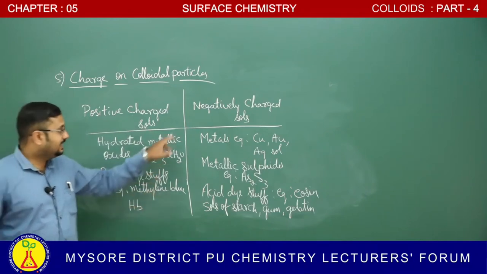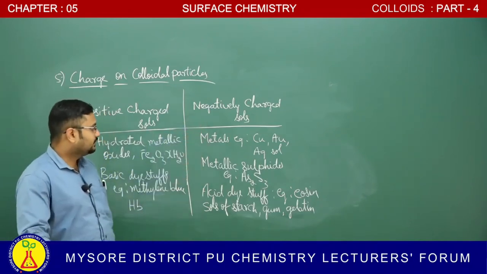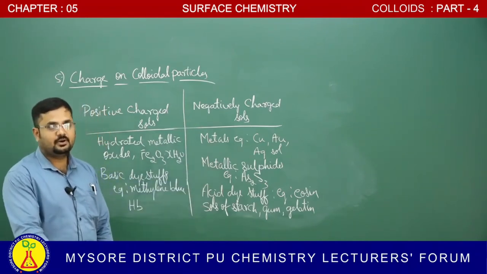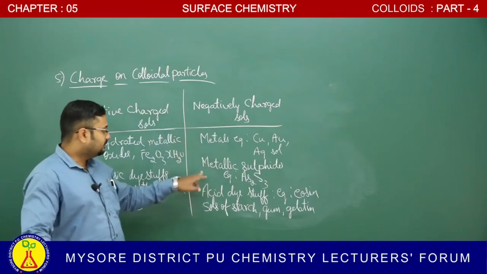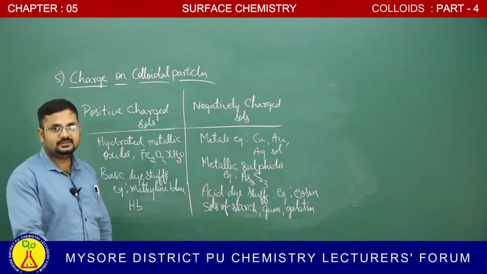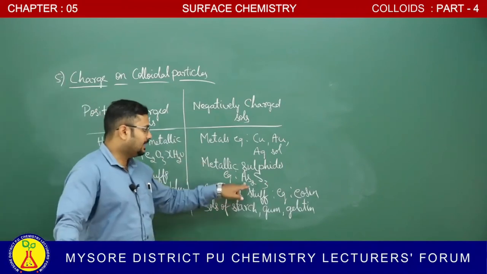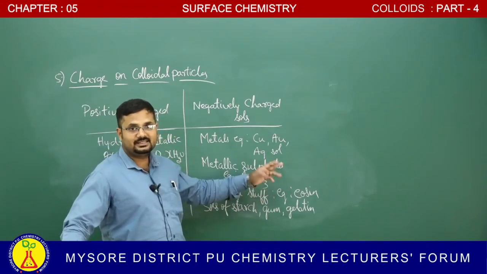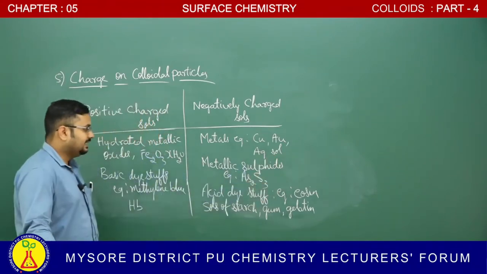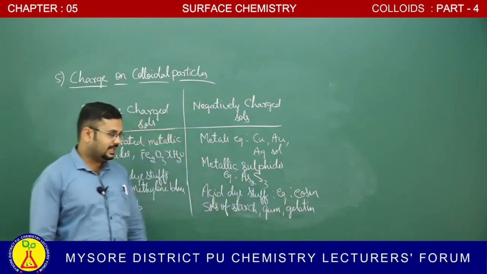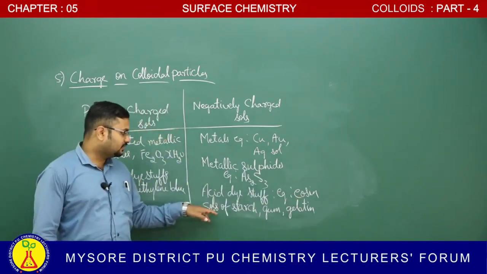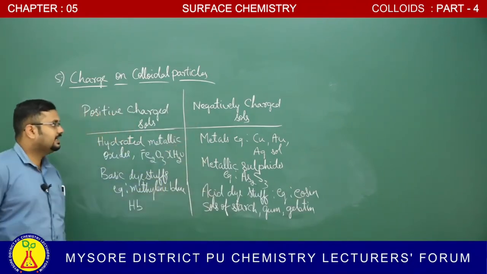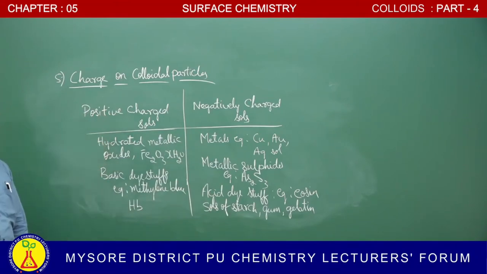Positively charged. Now, negatively charged salts: you have metals, for example gold salt or silver salt, so it carries what? Negative charge. Next, metallic sulfides carry what? Negative charge. For example arsenic sulfide, so here what is the charge? S2 minus. 2 minus means what? Negative ion. Then acid dye stuff, for example eosine. Next we have salts of starch, so gum, gelatin. These are the examples for negatively charged salts and positively charged salts.